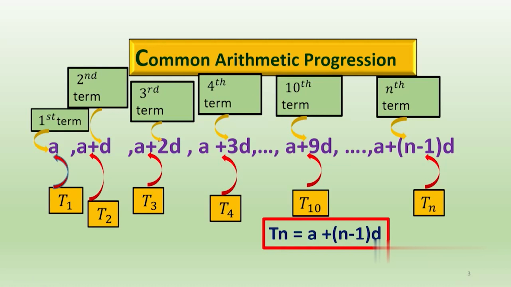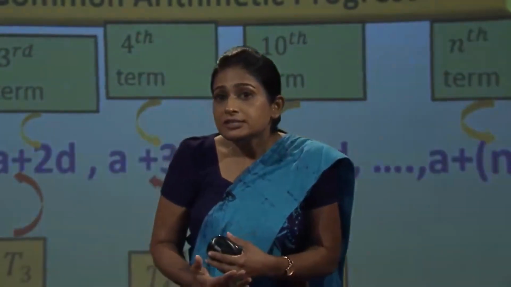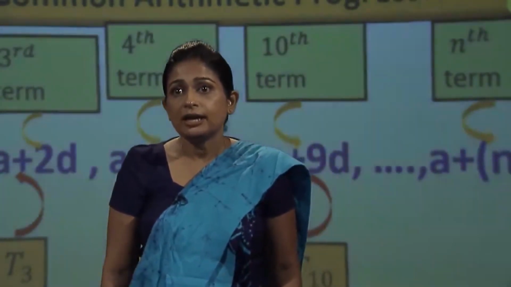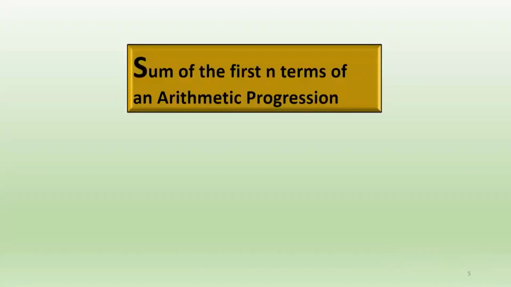Today I am going to talk with you about the sum of the first n terms of an arithmetic progression. To do that, I am going to take the common arithmetic progression. Before that, I want to say something: the letter S is used to represent sum. So I am going to find the sum of the first n terms, and Sn represents the sum of the first n terms. Sum means we have to add up all the terms in the progression together.